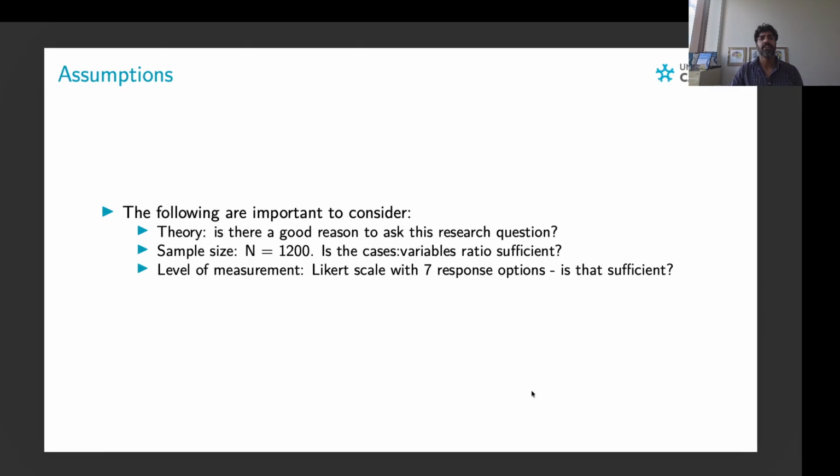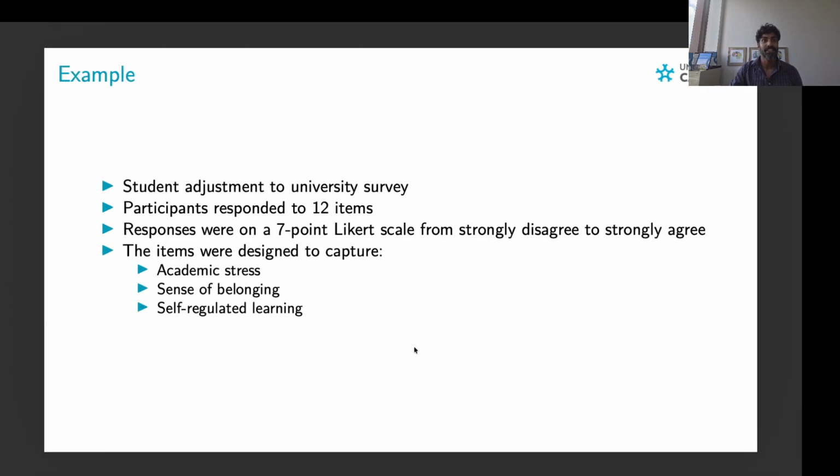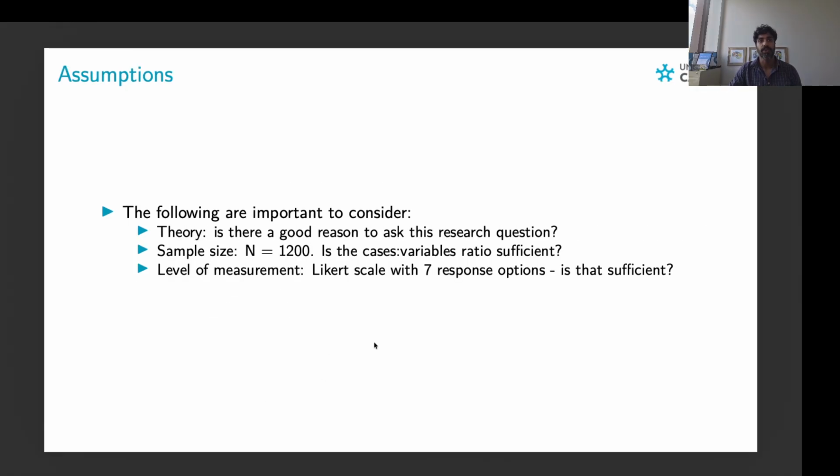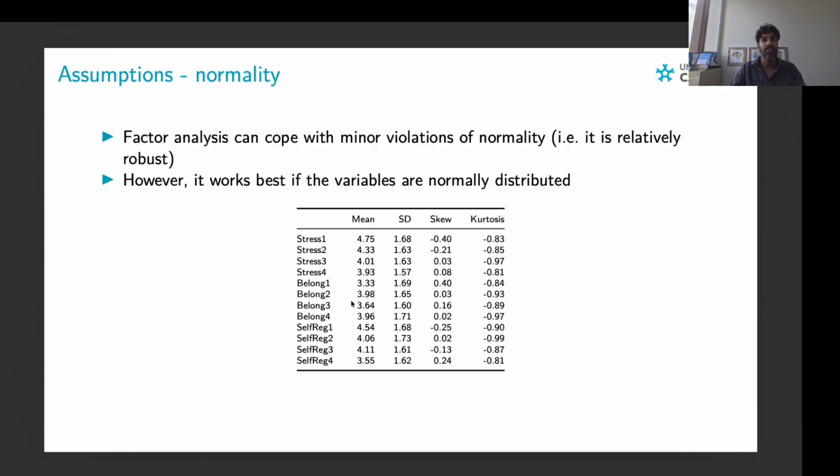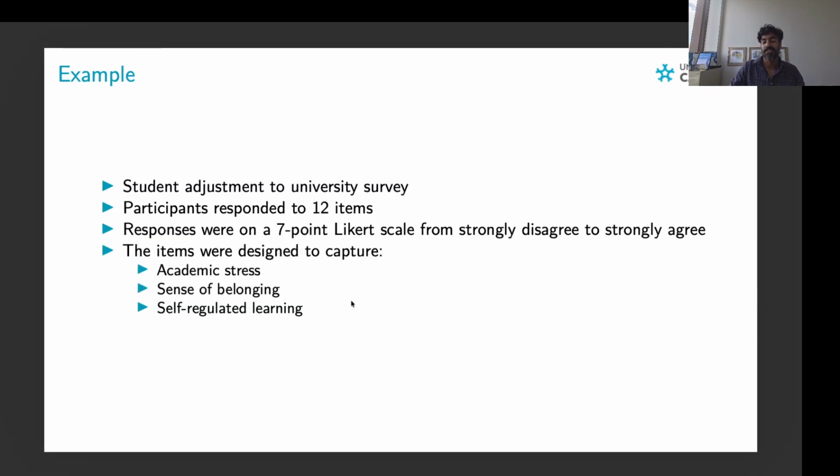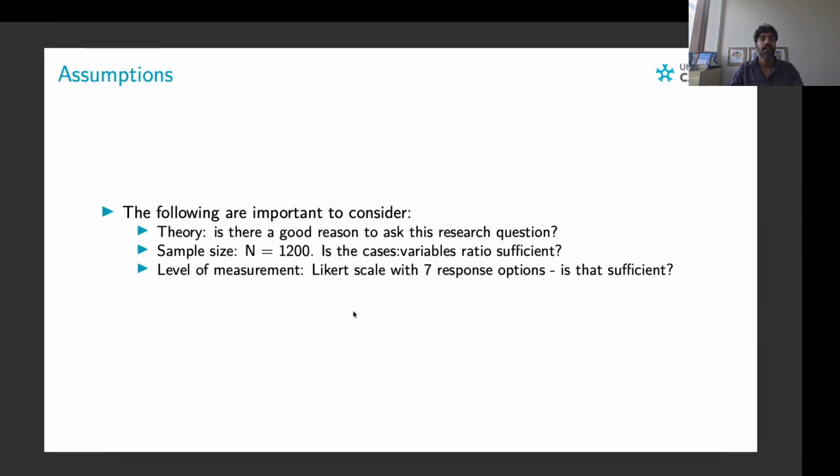And so here are the following that are important to consider. Theory: is there good reason to ask this research question? So what's the question? What is the factor structure in this questionnaire? What are the dimensions of, say, student adjustment to university? Are there concrete dimensions there?